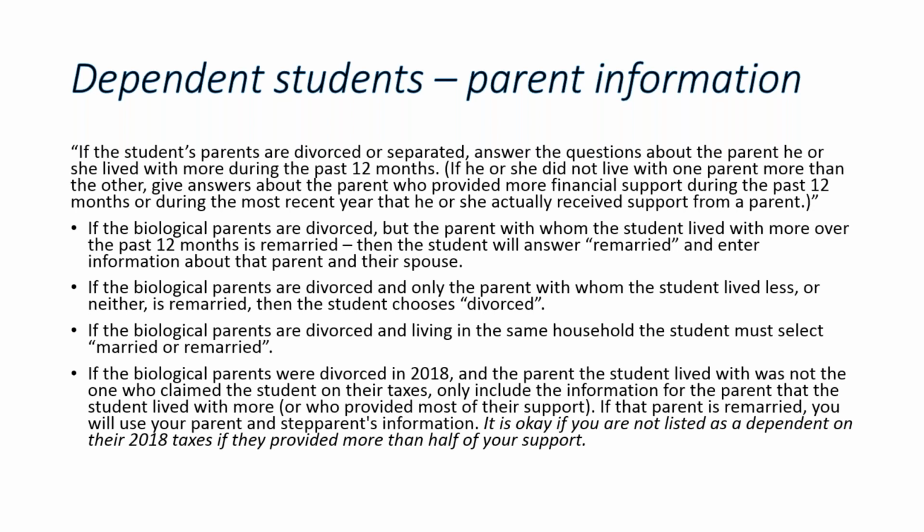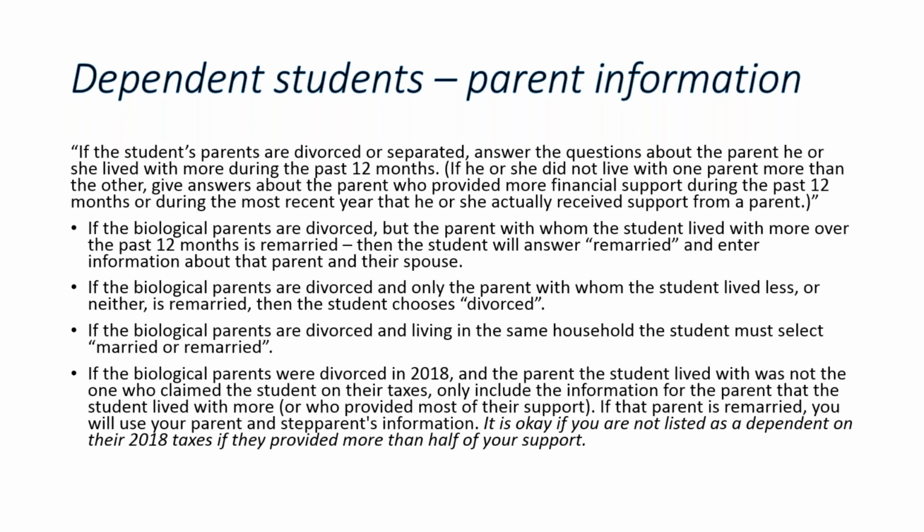If the parents are divorced and only the parent with whom the student lived less or neither is remarried, then they're going to choose divorced. So if the student lives with the mom and mom is not remarried or is divorced and isn't remarried, they're going to choose that as divorced and use the mom's information. It's just going to be then one parent on there.